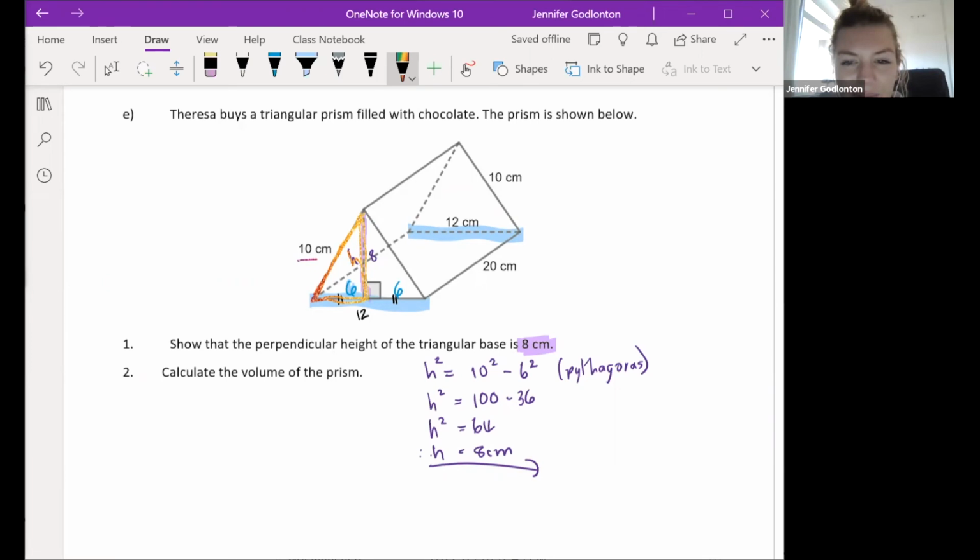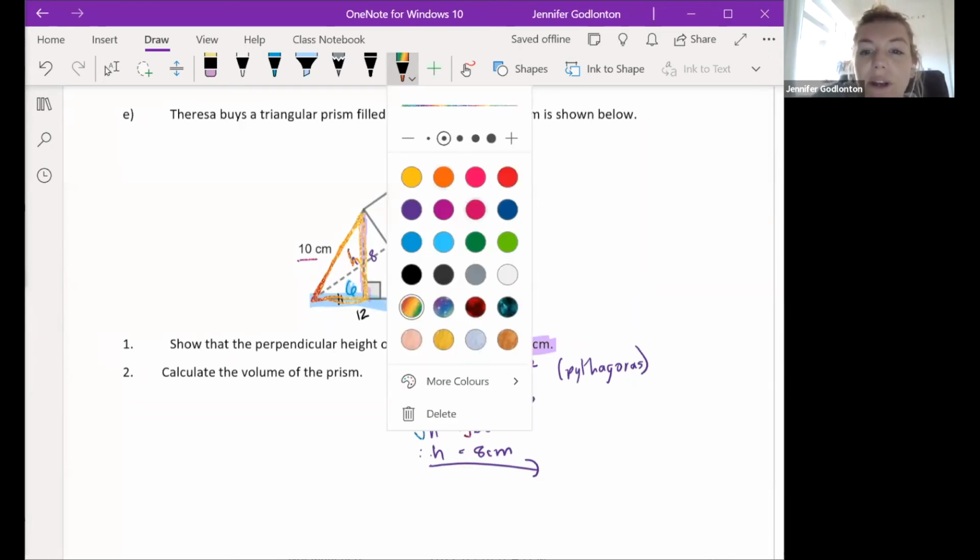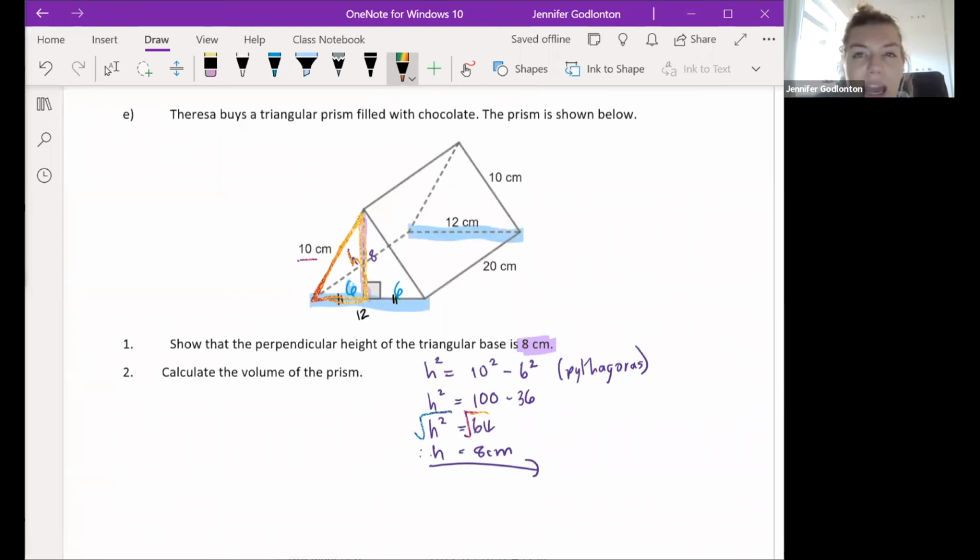Ma'am, I still don't understand. Okay, where are you struggling to understand from though? How did you get the 8 at the bottom? Because I only ended up with 64. Yes, 64. Okay, so when we get to this point, h squared is equal to 64. So if I want h to be alone, I have to square root both of those sides. And the square root of 64 is going to give me 8. Oh, ma'am, I understand. Now I understand.